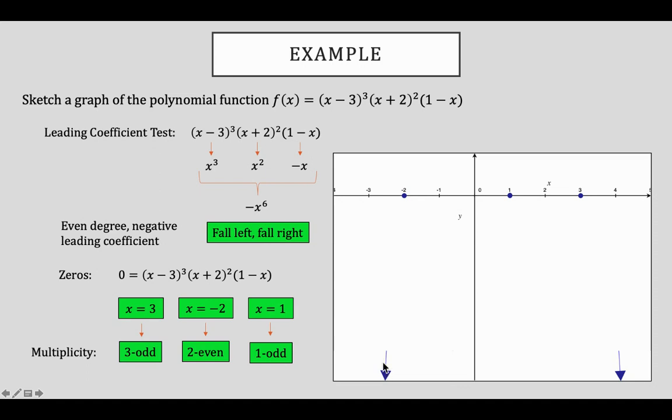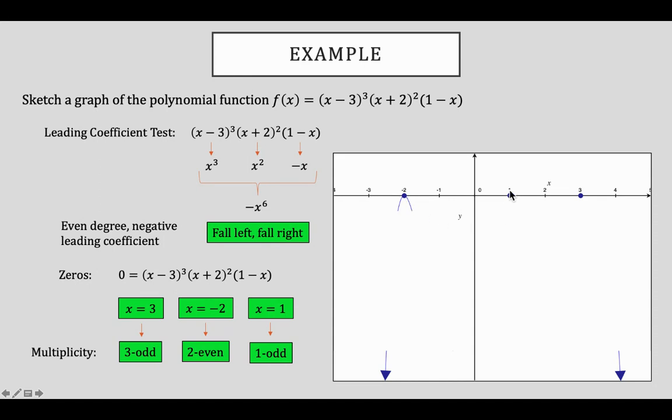Now, let's think about what happens as we approach each one of these x-intercepts. Here at negative 2, I have even multiplicity of 2. Remember that even multiplicity is going to cause the function to bounce at that x-intercept. In other words, it's going to hit the x-axis and turn and come back around. So my graph has to come up, hit negative 2, and turn.